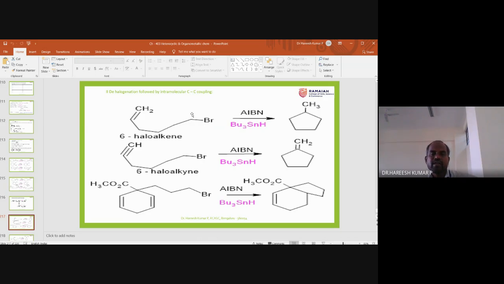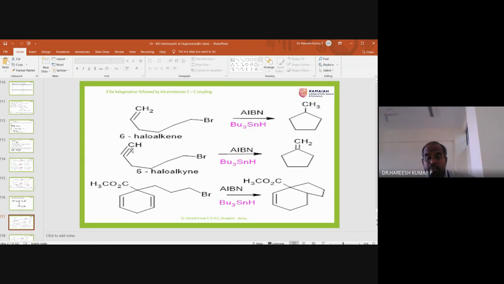Suppose if there is a radical formation here, and this and this, there is a double bond. This double bond can undergo homolytic cleavage, forming a radical here and a radical there. Then what will happen? This radical and this radical form a bond, forming a 5-membered ring. And later on, if it is treated with tributyl tin hydride, CH2 will be converted into CH3. For this reaction, you can write the mechanism.